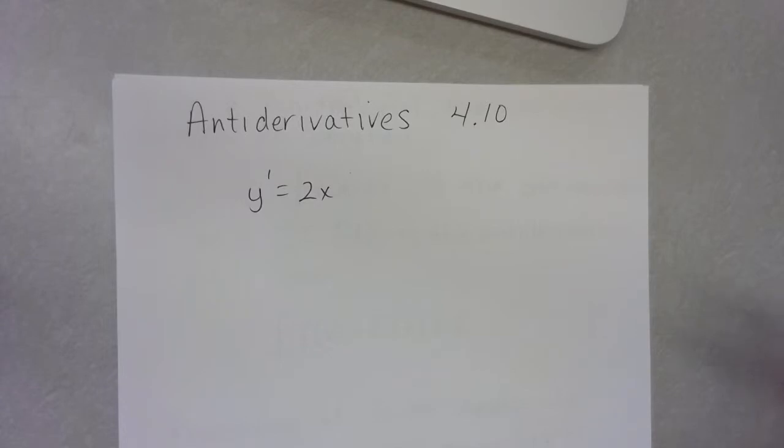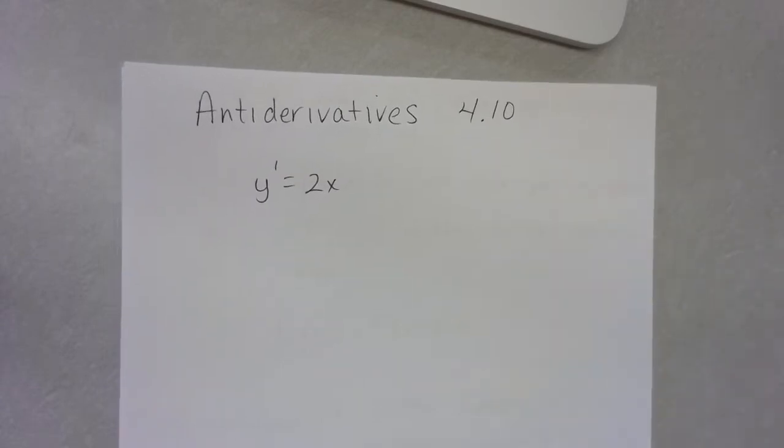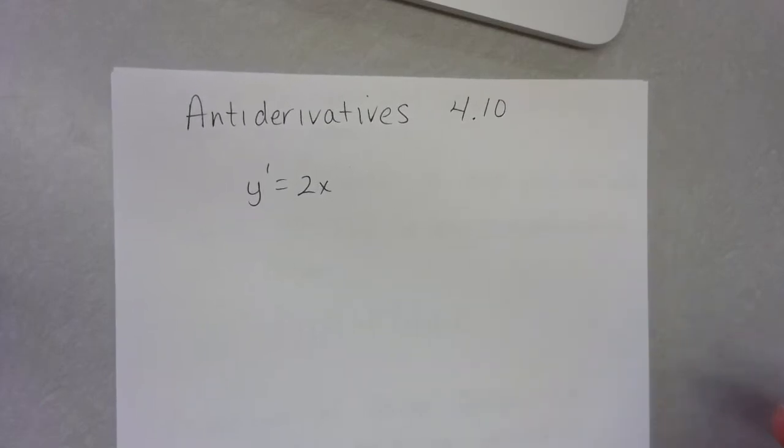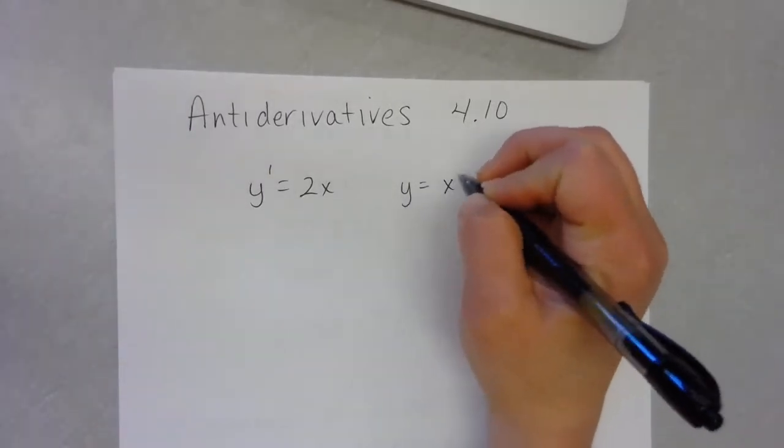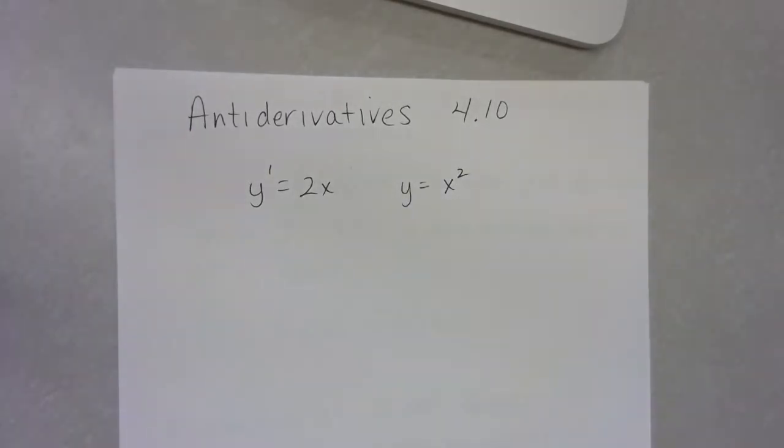If we have the derivative, then what do we do? How do we find y? Right? So this is y prime equals 2x. I don't think it's a terrible stretch of the imagination to guess that y has to be x squared, right? Because then if we took y prime, we would immediately get 2x.